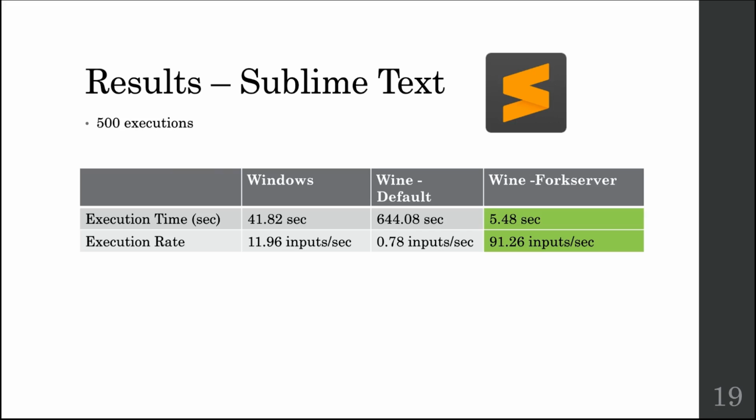However, it was still much slower with Wine, completing 500 iterations in 644.08 seconds, giving us an input rate of only 0.78 inputs per second. Running with the Wine Forkserver completed the 500 iterations in only 5.48 seconds, giving us a final input rate of 91.926 inputs per second.